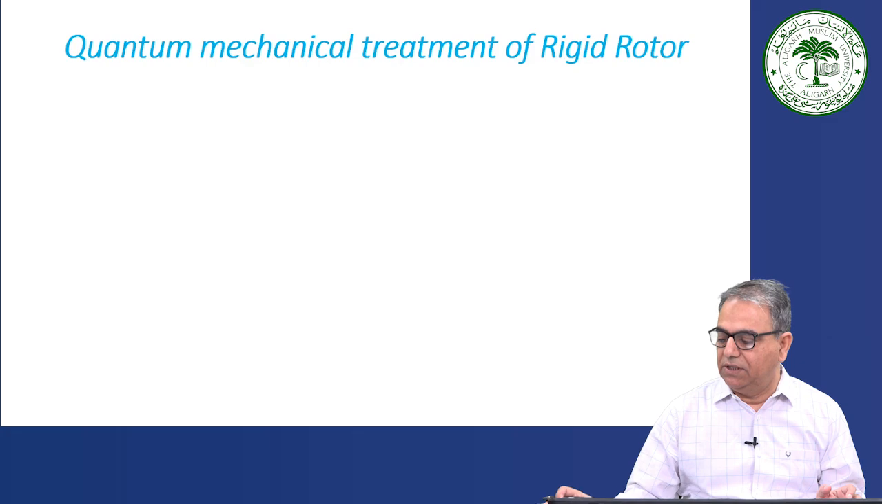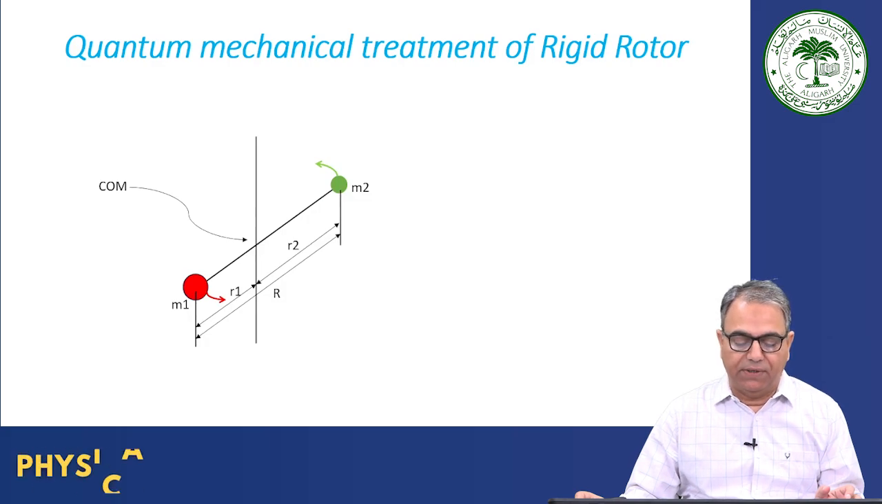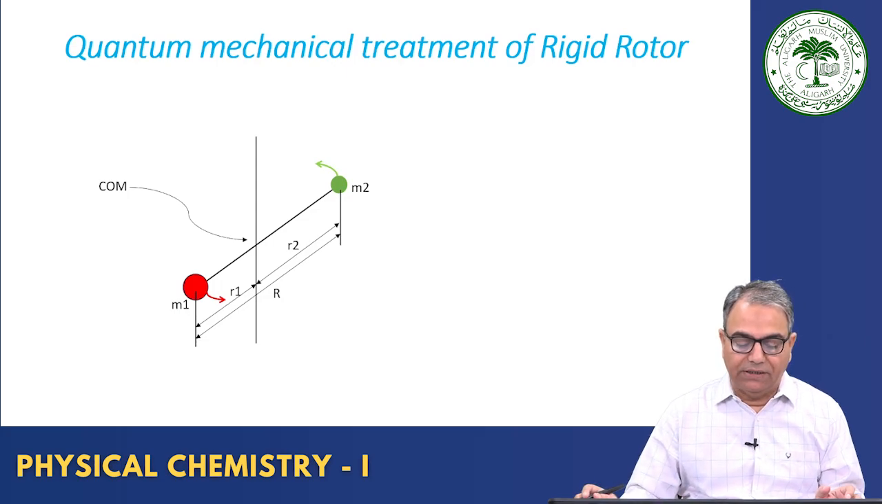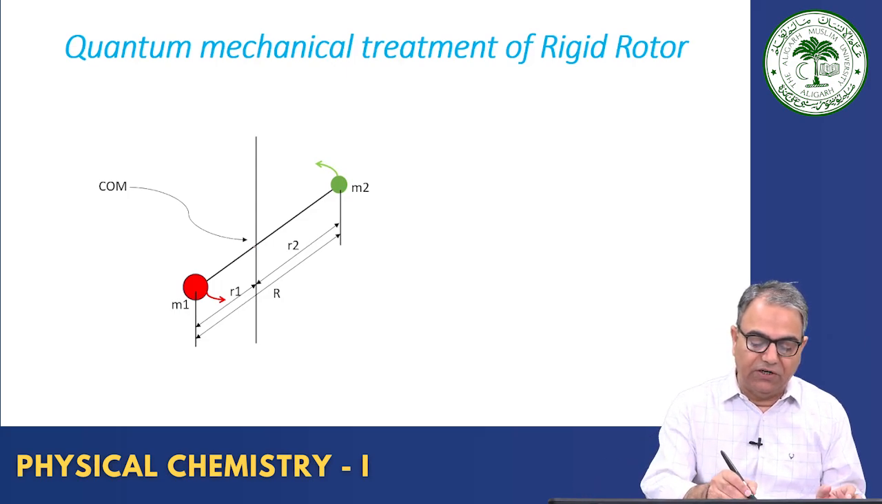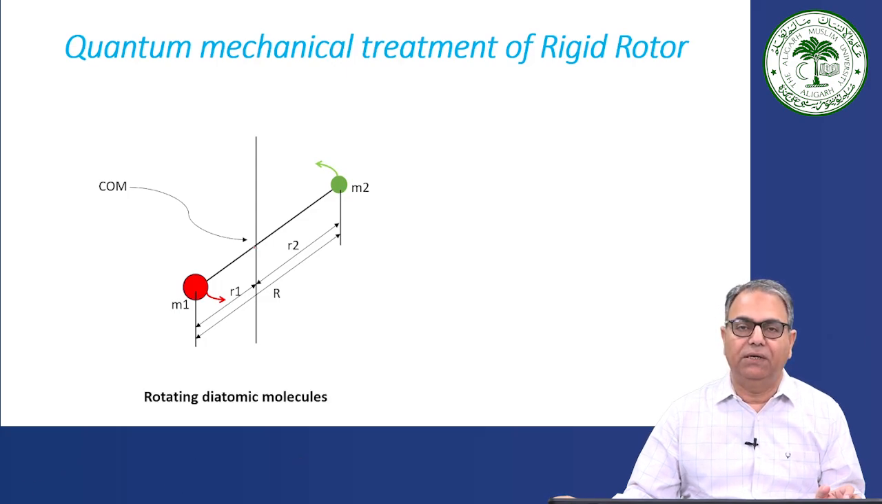Okay, so I start with the rigid rotor. A rigid rotor is a system where two masses are connected by a bond, or two masses are connected by a particular distance. Capital R is the distance between the two masses m1 and m2, and the center of mass I have shown is at this point. Center of mass is here. And if it rotates in a plane, the picture tells you that it is simply a rotating diatomic molecule, where m1 and m2 are the masses of the two atoms connected by a bond of distance shown as capital R.